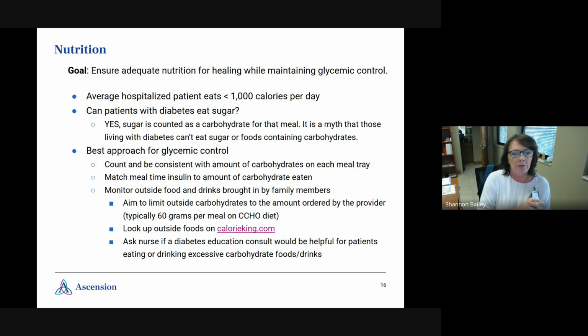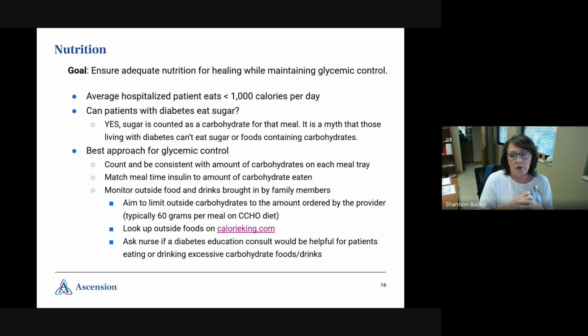The best approach for glycemic control includes counting and being consistent with the amount of carbohydrates that we provide the patient at each meal. The nurses are going to be attempting to match the mealtime insulin to the amount of carbohydrate eaten. And then monitoring outside food and drinks brought in from family members. Totally okay to do. We just need to kind of prepare for it.